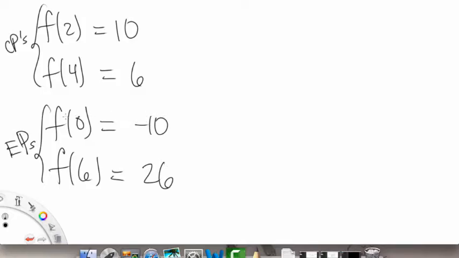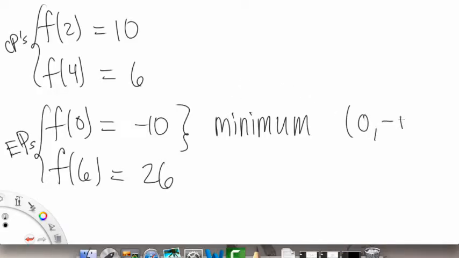The lowest value we see is this negative 10, so this has to be our minimum. Our minimum is at 0, negative 10. And then our maximum value we see is this positive 26, so we'll write maximum by it.